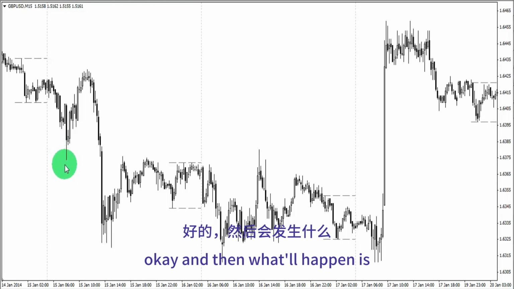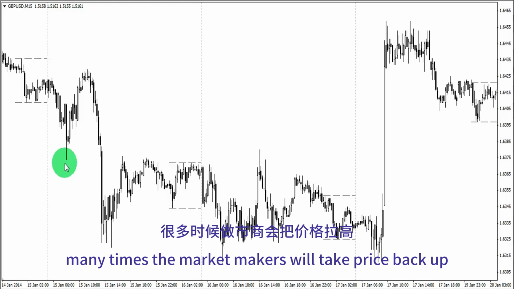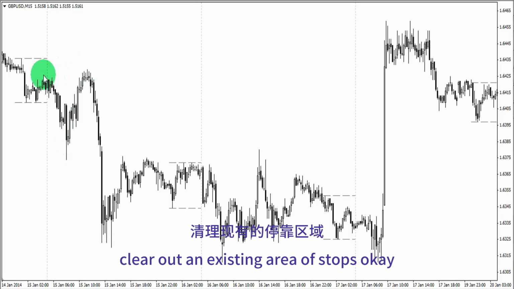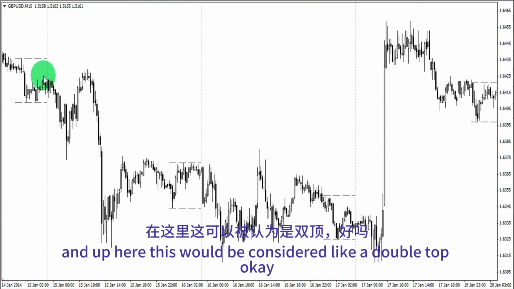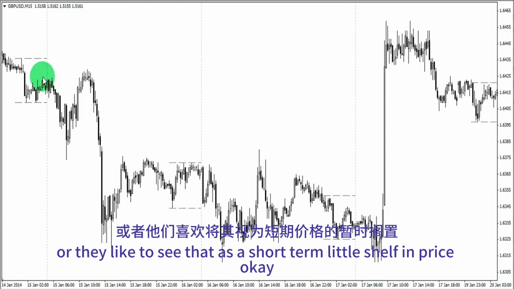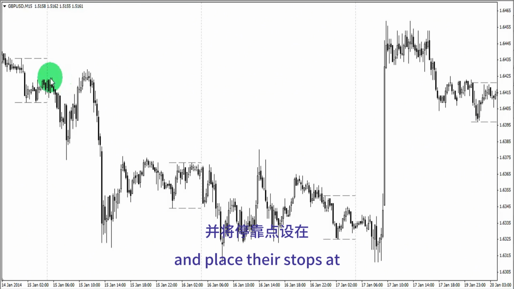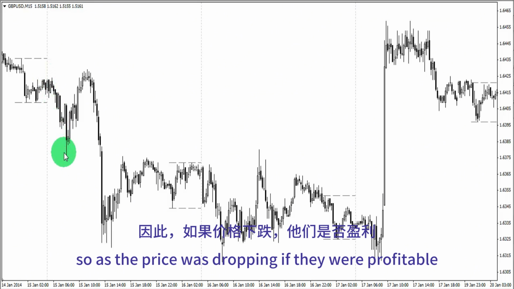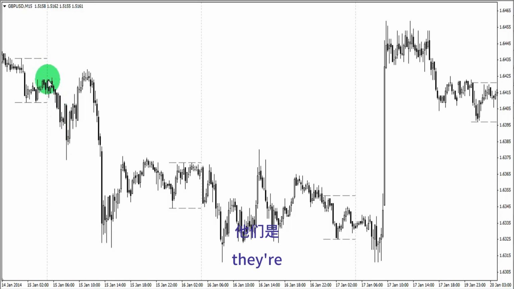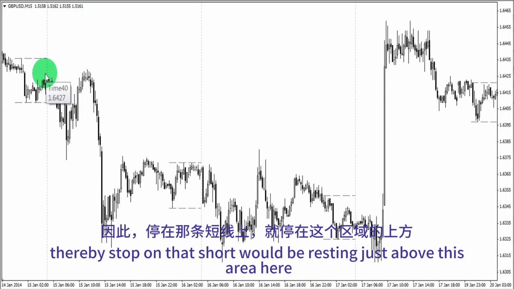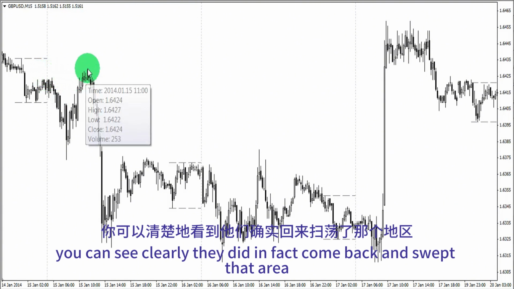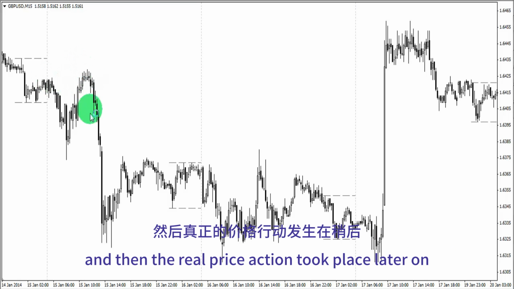And then what will happen is many times the market makers will take price back up, clear out an existing area of stops, and up here this would be considered like a double top, or they like to see that as a short-term little shelf in price. They call it a safe place to look for shorts, and place their stops at. So as the price was dropping, if they were profitable, their buy stop on that short would be resting just above this area here. And you can see clearly they did in fact come back and swept that area, and then the real price action took place later on.